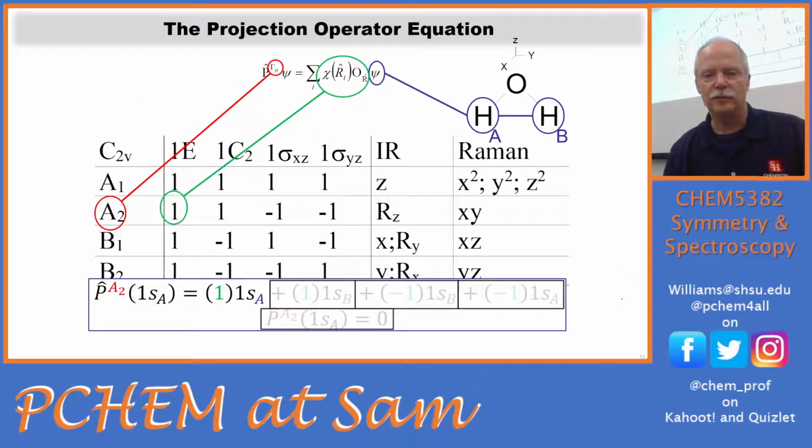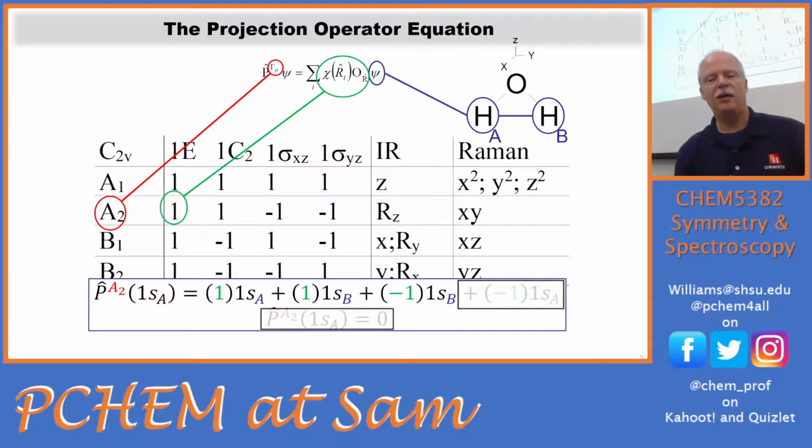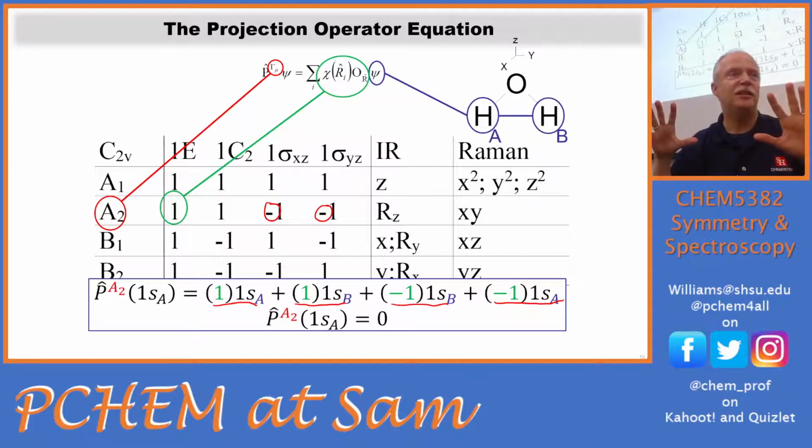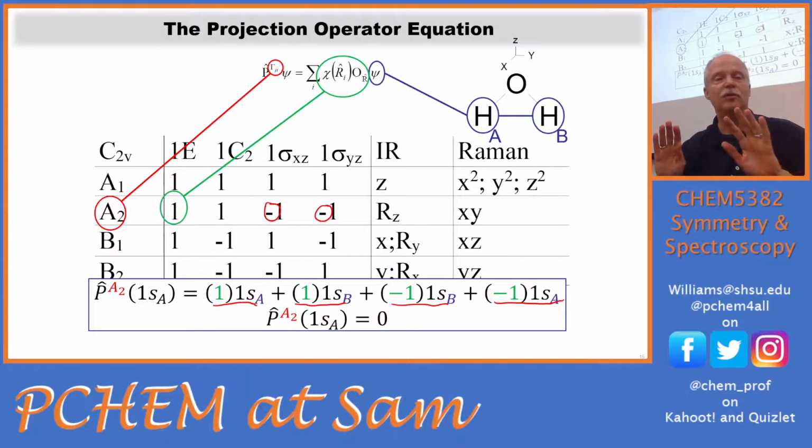Okay, let's do one that cancels out. Here we have the 1s on atom A. We do the C2, it jumps to 1s on atom B, and then we have a -1 here for this row. So -1s on B, and a -1s on A. So we have a +1 on A and a -1 on A, so those cancel out. And a +1 on B and a -1 on B, so those cancel out. So there is no symmetry adapted linear combination of the hydrogen 1s orbitals that is A2. We have an A1 combination, but not an A2 combination.